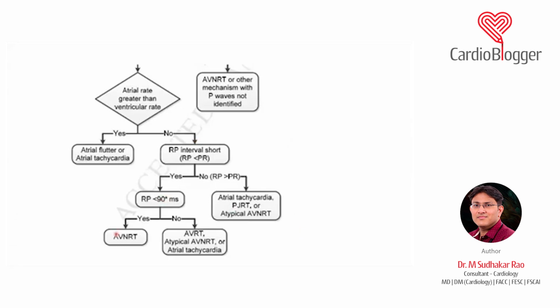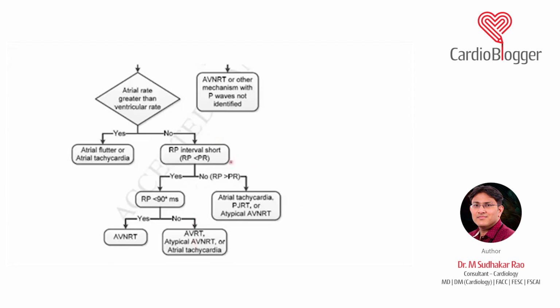In AVNRT there can sometimes be an inverted P wave seen in lead 3 and V1, known as pseudo S in lead 3 and pseudo R in lead V1, and that goes with the diagnosis of AVNRT. However, if you are able to see a clear-cut RP or a clear-cut P wave, then it is usually AVRT or atypical AVNRT, because in typical AVNRT the P wave is not seen or is just buried in the QRS. In atypical AVNRT the RP is usually more than 90 or 80 milliseconds, and sometimes it is atrial tachycardia. Most atrial tachycardias are long RP tachycardias, but very rarely they can be short RP.